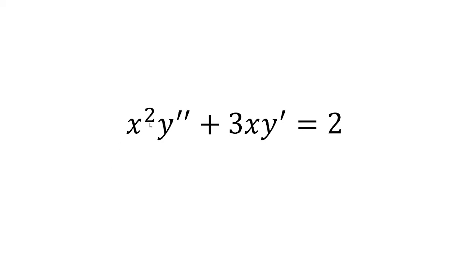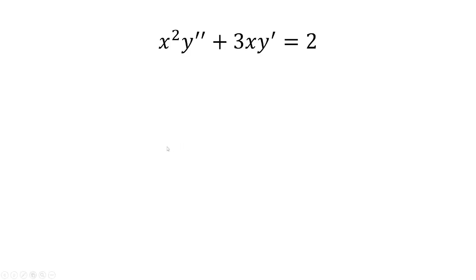In this video, we want to solve the differential equation x squared times y double prime plus 3xy prime equals 2. So let's make a substitution. We're going to let v equal y prime. So dv over dx is y double prime, because the derivative of y prime is just y double prime. And now we can replace y double prime and y prime with dv over dx and v. So we have x squared dv over dx plus 3xv equals 2.